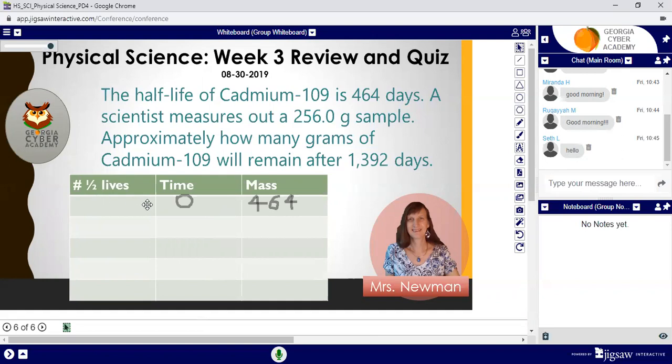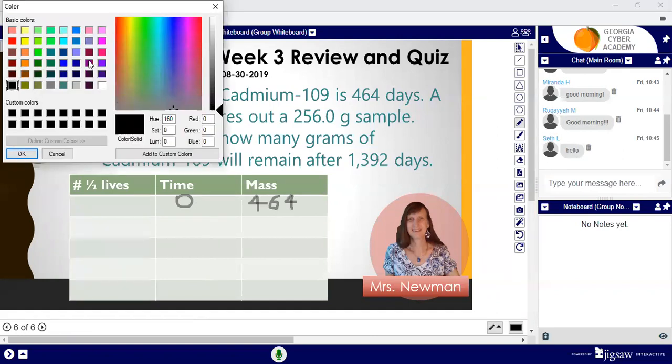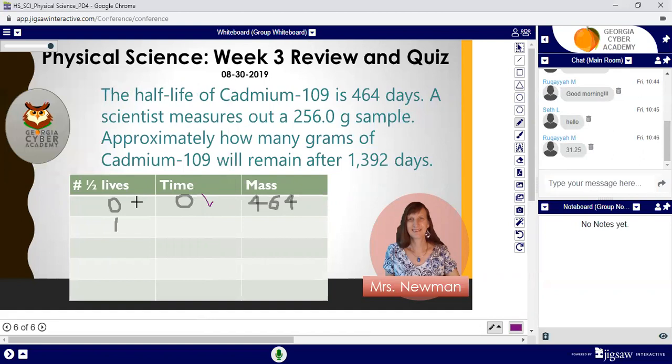Yeah, we got 0 for the first time. That is correct. I'll make some purple check marks when you guys are good here. All right, so check with the time, check with the half-lives. And with the half-lives, we just number those down. But 464 days is not a mass. What do days measure? They measure time, right? So we should put those in the time column. That's how much time will go by after one half-life.